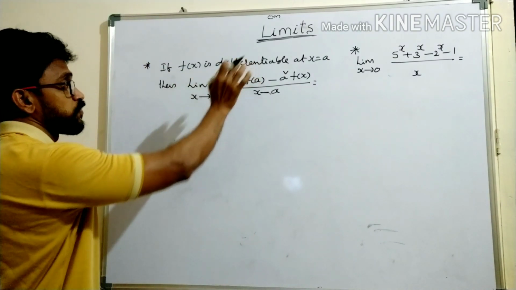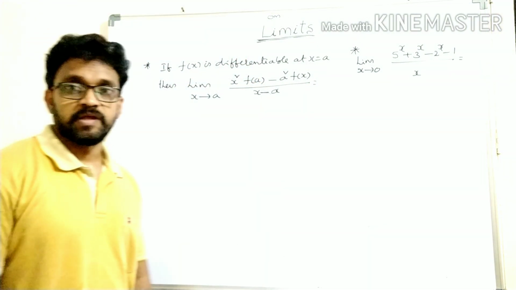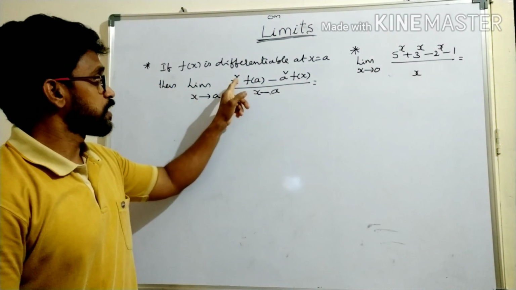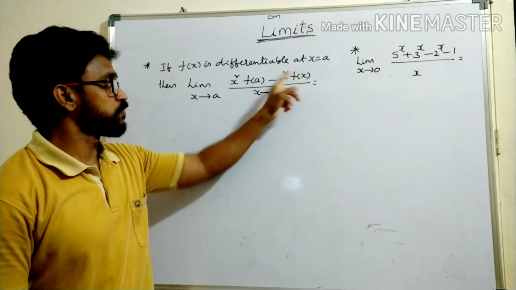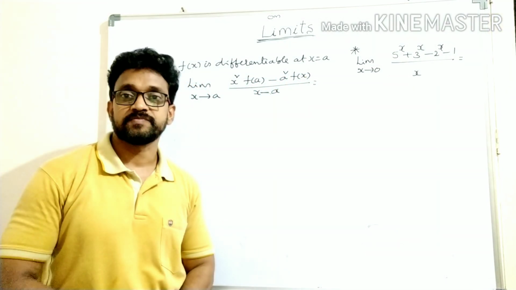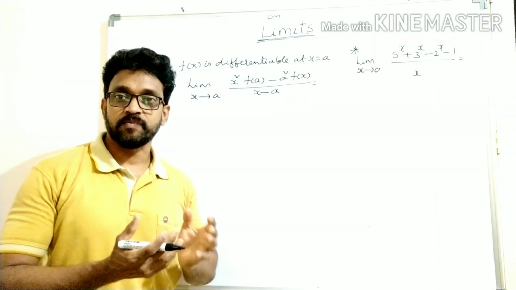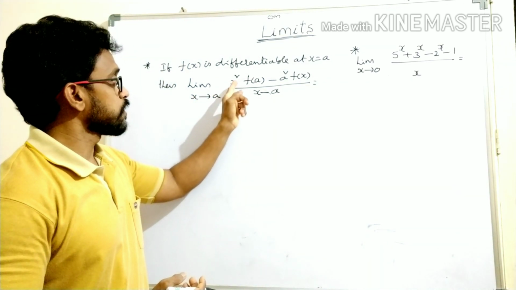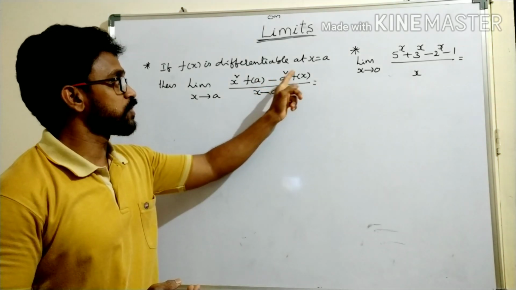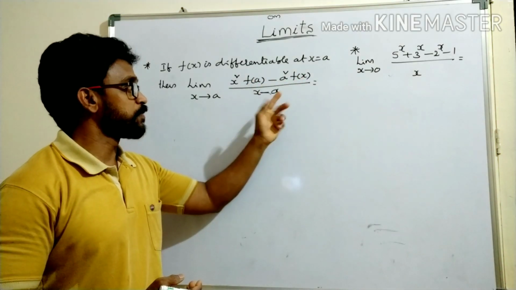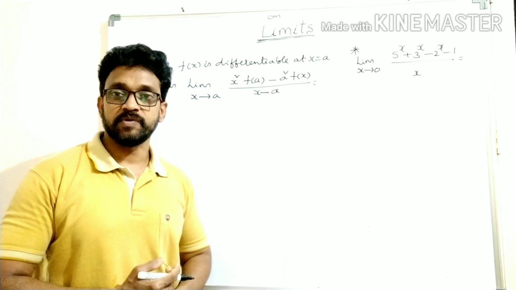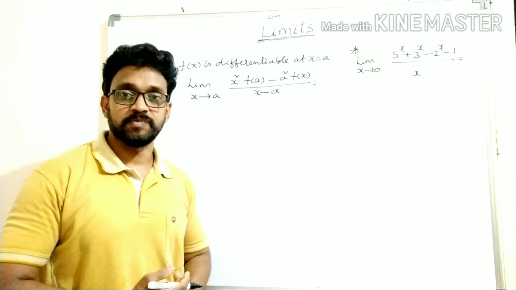If f of x is differentiable at x is equal to a, then limit x tends to a, x square f of a minus a square f of x, by x minus a, is equal to what? Now first primary observation. Replace x by a, what is happening? A square f of a minus a square f of a, 0, by a minus a, 0. Very clear, 0 by 0 form. That's why now we should apply L'Hospital rule.